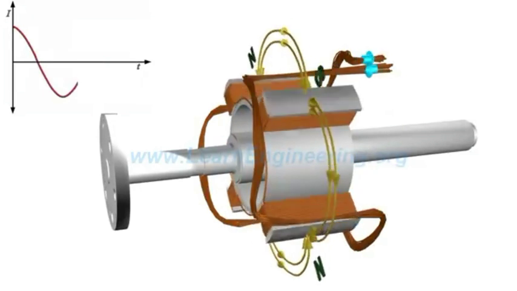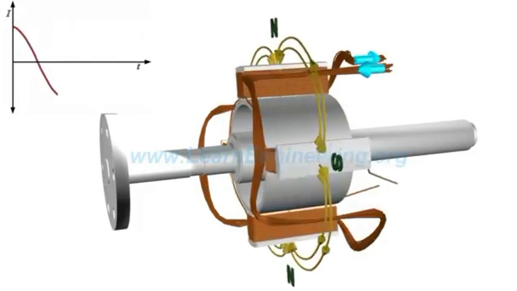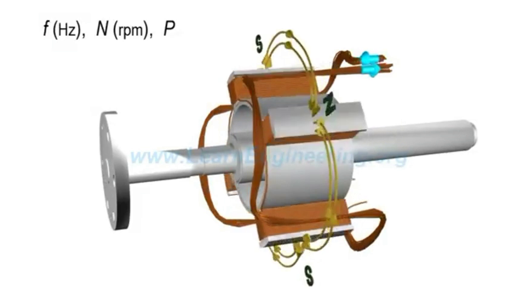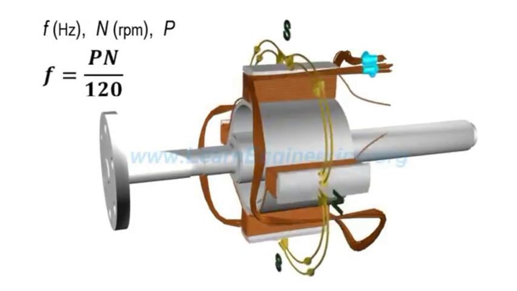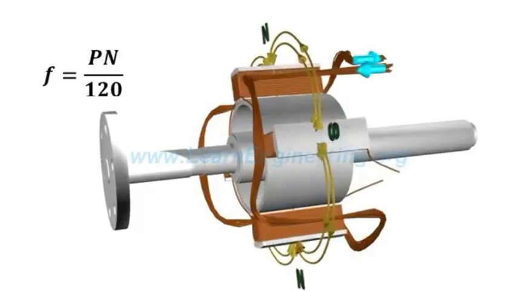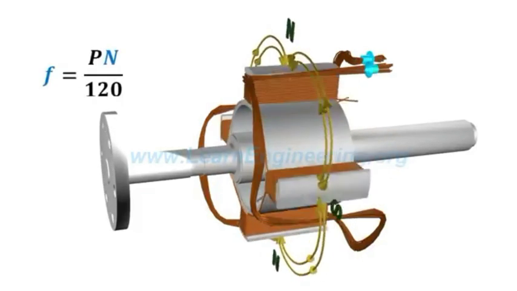It can be easily established that frequency of induced EMF, rotor speed, and number of poles are connected through the following relationship. It is clear that frequency of electricity produced is synchronized with mechanical rotational speed.